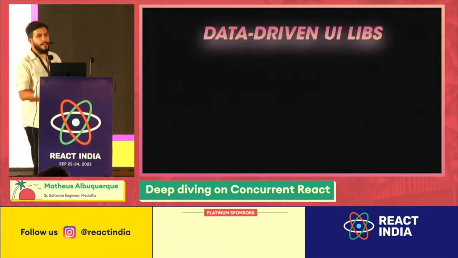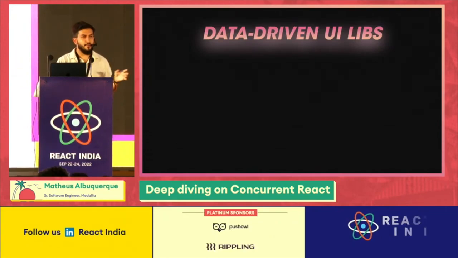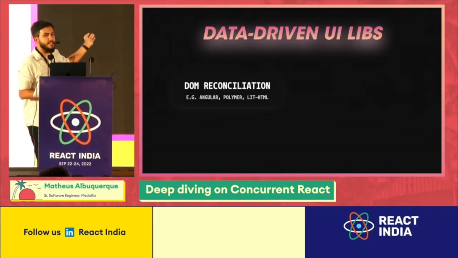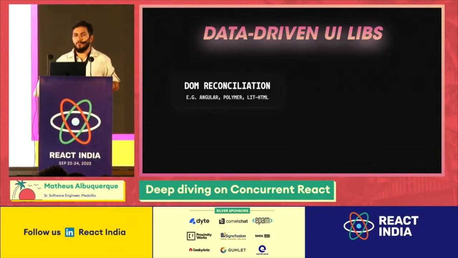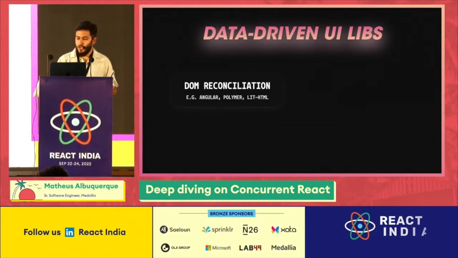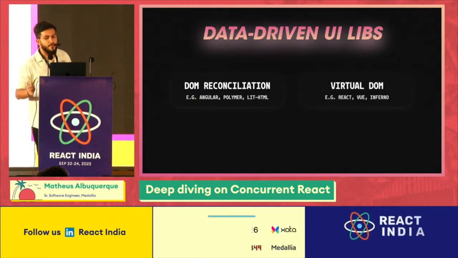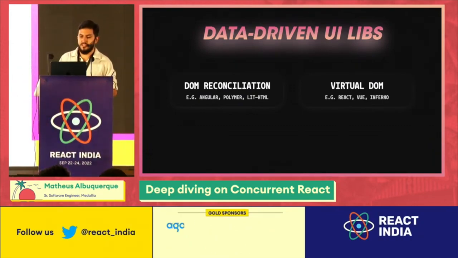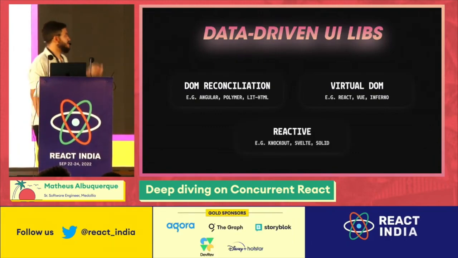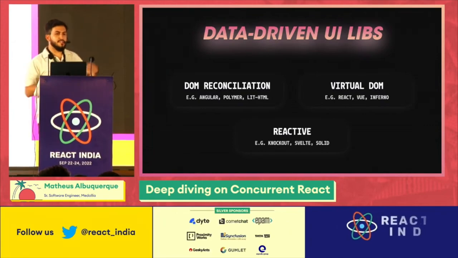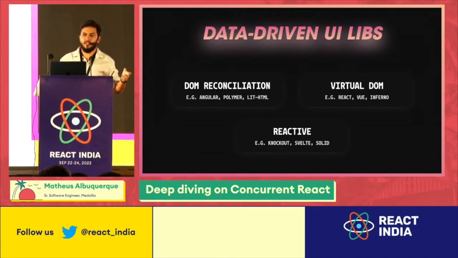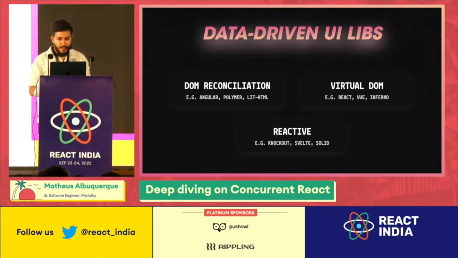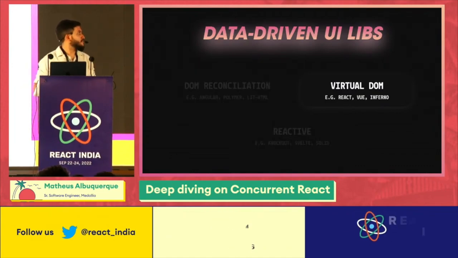So let's start from the beginning. If we were to build a new library, just like React, Angular, etc., which ways could we go, right? We could work with DOM reconciliation. That's, for example, what Angular, Polymer, and Blitz HTML do. We have Virtual DOM that we know very well from React, from Vue, or from Inferno, or many others within this ecosystem. And we also have reactivity, that is the thing that everyone is talking about. We had Svelte, and now we have Solid, which is really popular. And a couple years ago, we even had Knockout doing reactive approaches. Focusing a bit on Virtual DOM, so React, Vue, and Inferno.